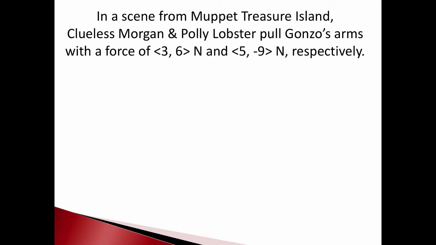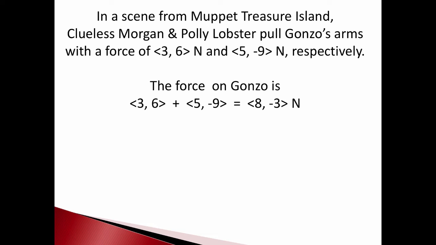But let's suppose that they're pulling on his arms with a force of 3,6 newtons and 5,-9 newtons. And again, force is really a vector, as you would have seen from physics probably. So the resultant force would be what you'd get if you just added these two vectors together. So the force on Gonzo is what we get when we add the vectors 3,6 to the vector 5,-9, and altogether we get 8,-3 newtons.